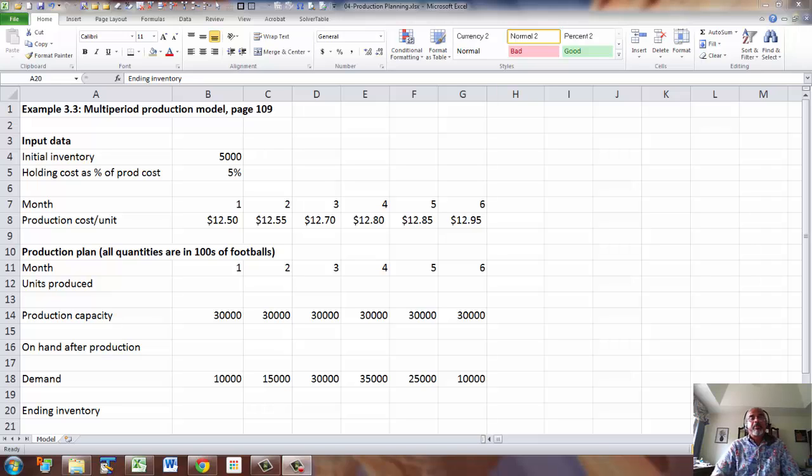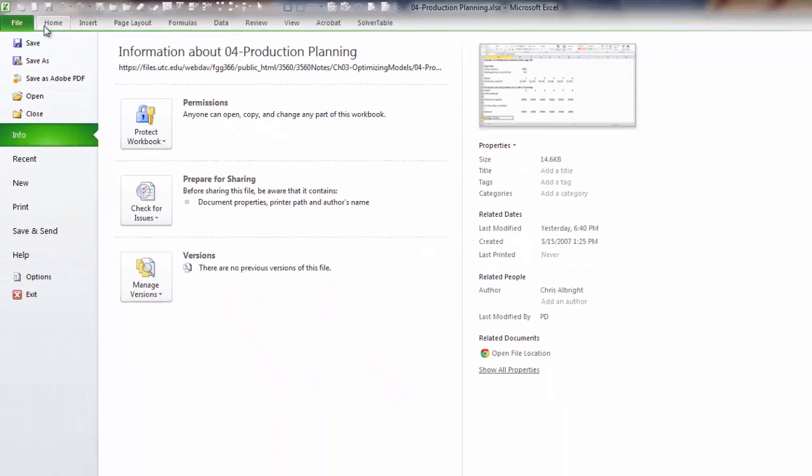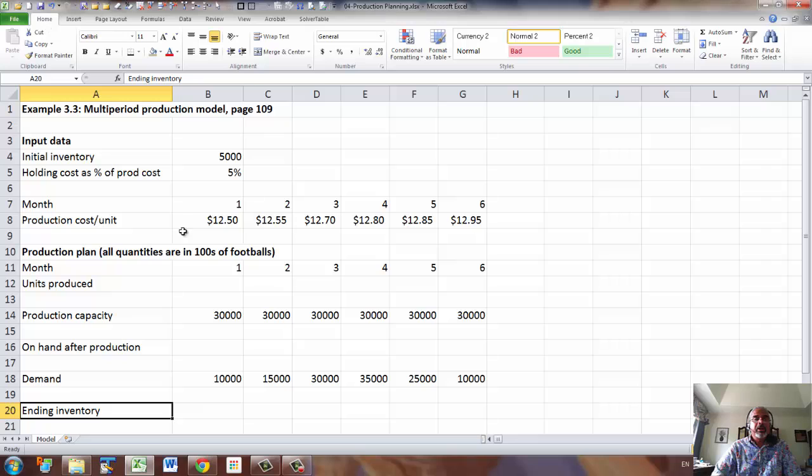This is the third example from page 109 in your textbook, and the name of the file is O4-production planning. So here we're going to be looking at a production planning problem, a simple problem, and we will look at more advanced problems of this type in later chapters.